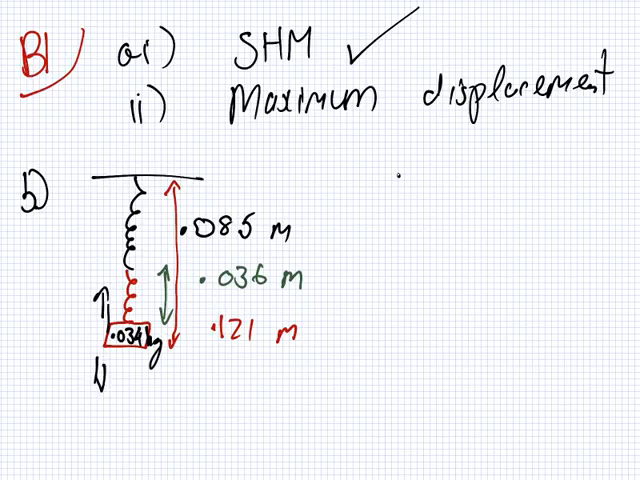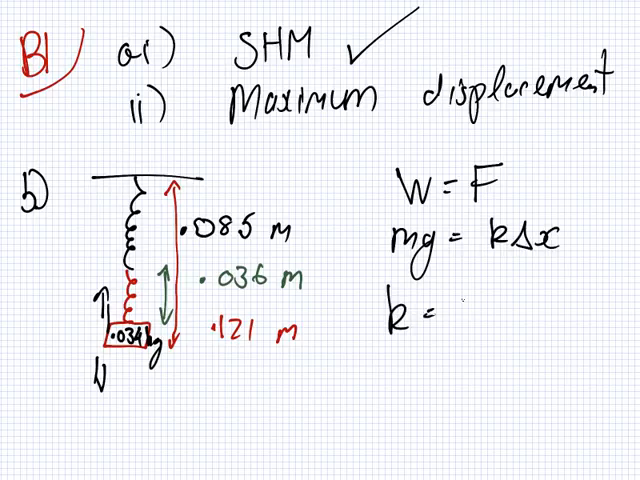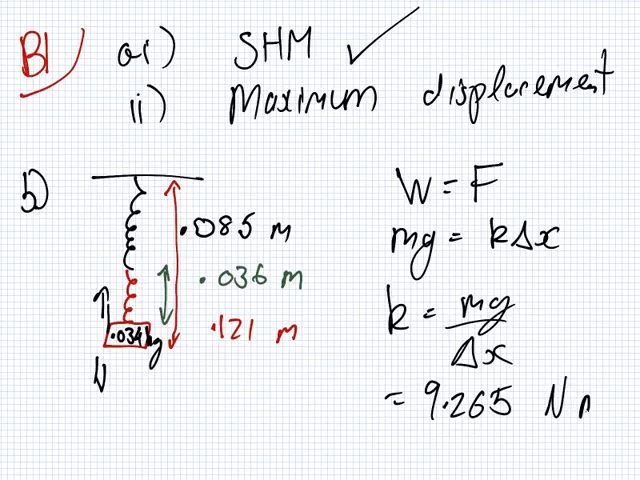So there's a force up and a force down, which are balanced. What's the down force? The weight. And the up force is from Hooke's law. So you have mg equals k delta x. So k equals mg over delta x, which is 9.265 newtons per meter.